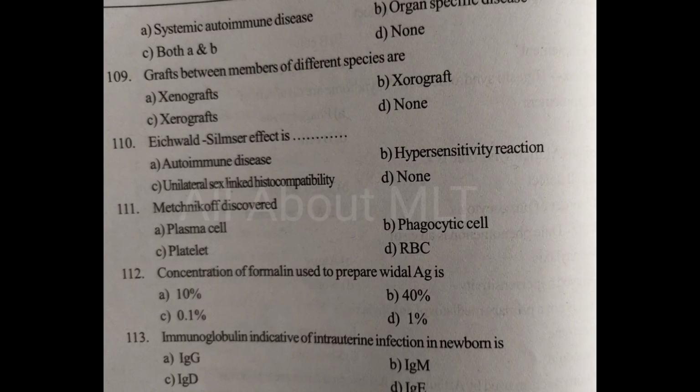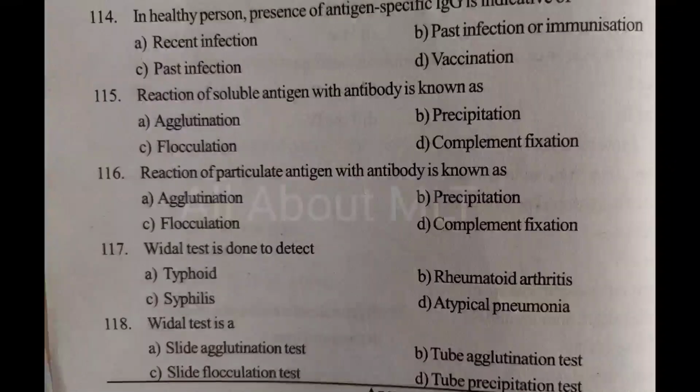Immunoglobulin indicative of intrauterine infection in newborn is: option A, IgG; option B, IgM; option C, IgD; option D, IgE. Answer is option B, IgM. In healthy person, presence of antigen specific IgG is indicative of: option A, Recent infection; option B, Past infection or immunization; option C, Past infection; option D, Vaccination. Answer is option B, Past infection or immunization.